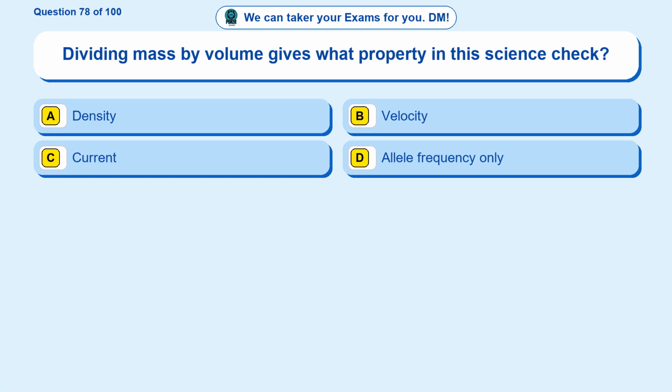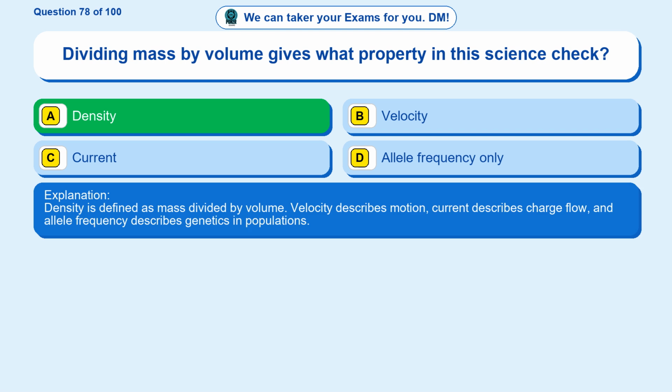Question 78. Dividing mass by volume gives what property in the science check? Option A, density. Option B, velocity. Option C, current. Option D, allele frequency only. The correct answer is option A. Density. Density is defined as mass divided by volume. Velocity describes motion, current describes charge flow, and allele frequency describes genetics in populations.